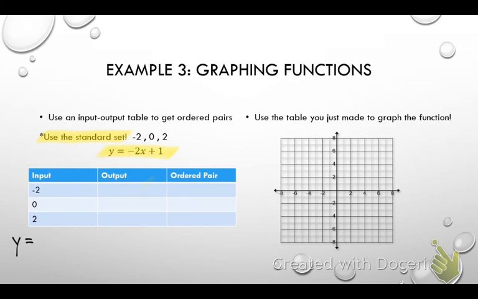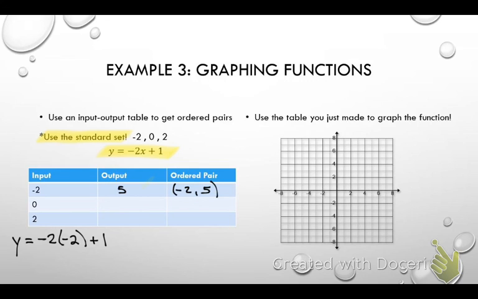-2 times -2 plus 1. You see what I just did there? I plugged in -2 where x was in the function. What's -2 times -2? 4 plus 1 is 5, okay? And that makes an ordered pair, -2, 5. And I'm sure you can see where we're going with this, okay?